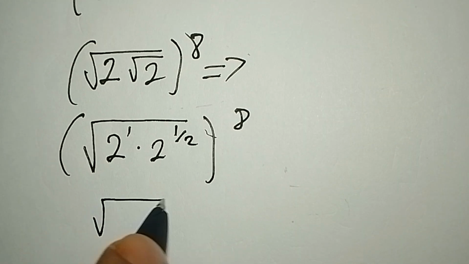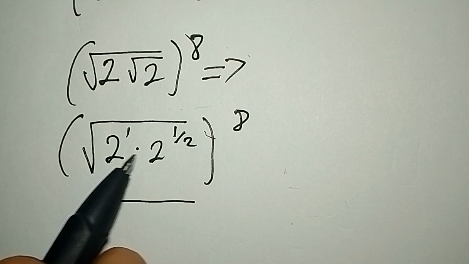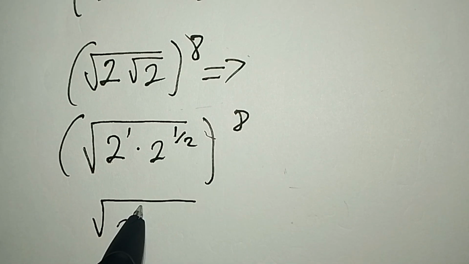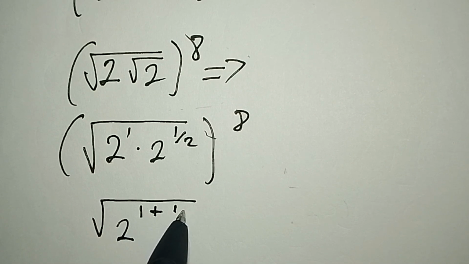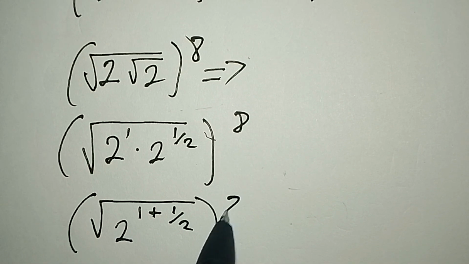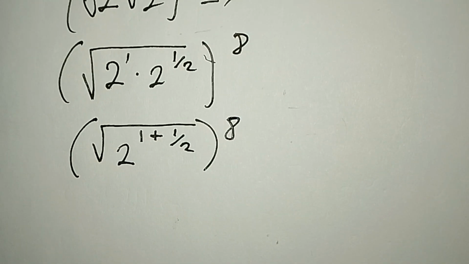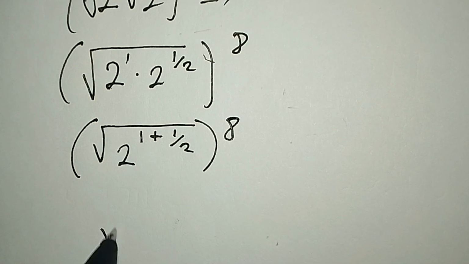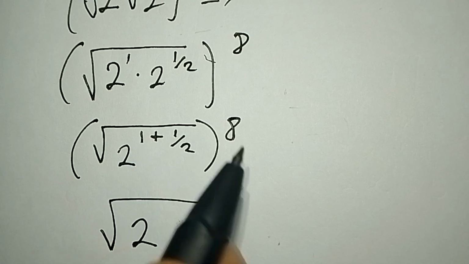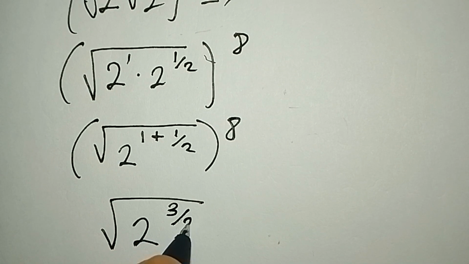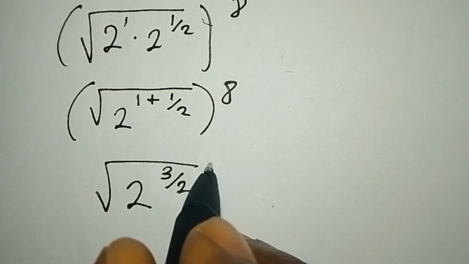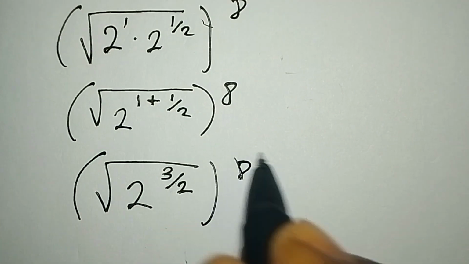Now, from here we have square root of, here we have the same base. Pick 1 like we've always picked. Then we have 1 plus 1 over 2. Whatever we have is raised to the power of 8. Now let's continue. From here we have square root of 2. 1 plus 1 over 2 will give us 3 over 2. This will give us 3 over 2, and this is still raised to the power of 8.